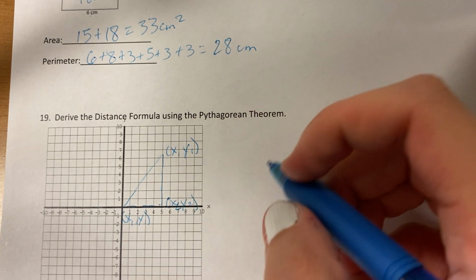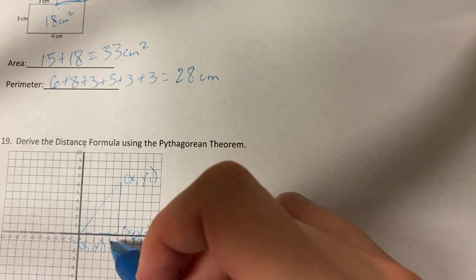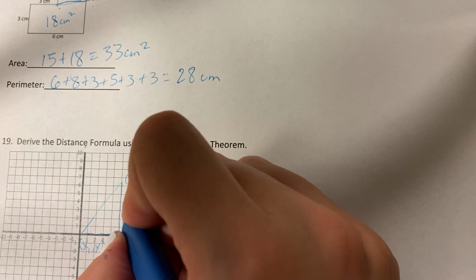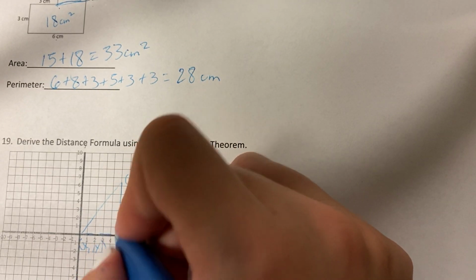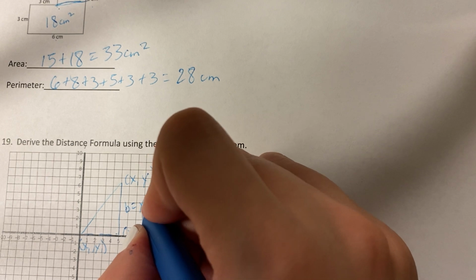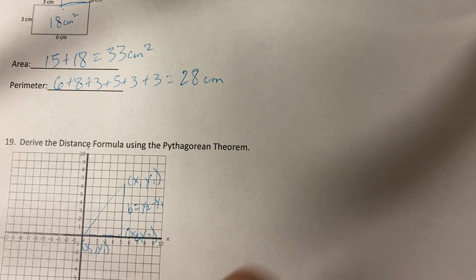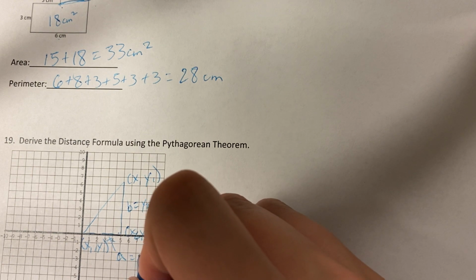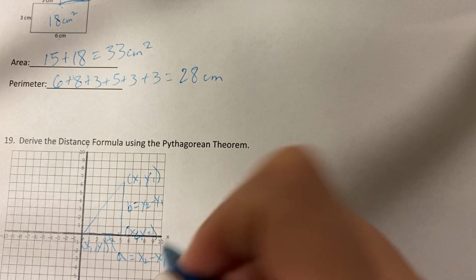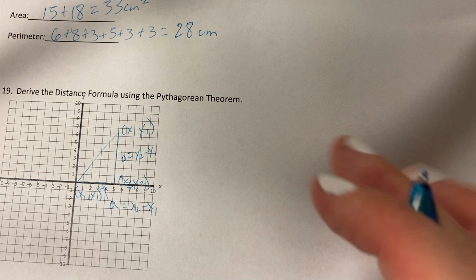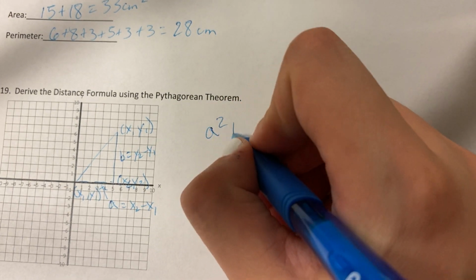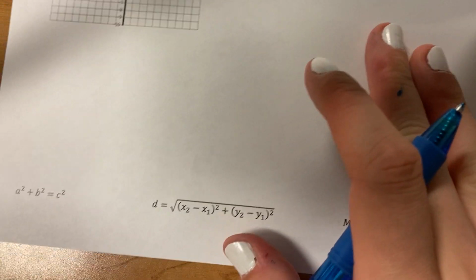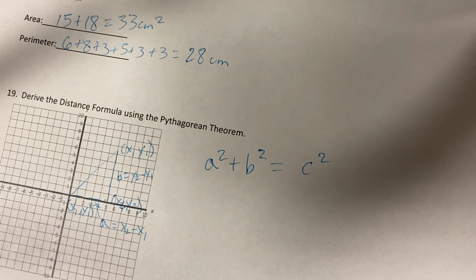All right. So to find the distance of our y's here, or b, to find the distance here, we subtract y sub 2 minus y sub 1. And then to find the distance for a, we're gonna subtract our x's. So x sub 2 minus x sub 1, right? And then our Pythagorean theorem is a squared plus b squared equals c squared. This is also on your test as well.